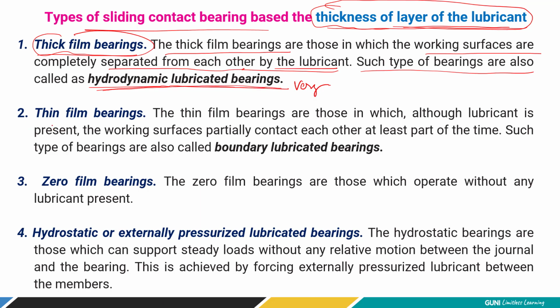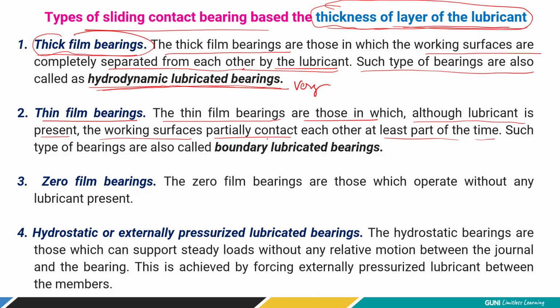Now the second is thin film bearings. Thin film bearings are those in which, although lubricant is present, try to catch the statement, although the lubricant is present, the working surfaces partially contact each other at least part of the time. So here the surfaces remain in contact, but the lubricating oil also remains present.